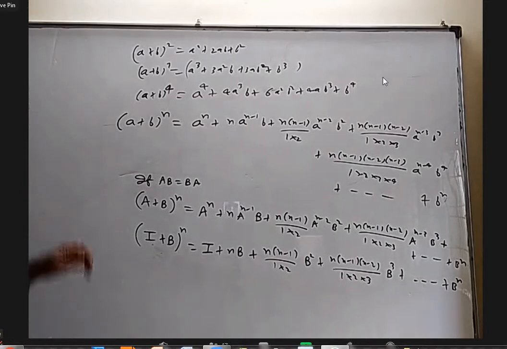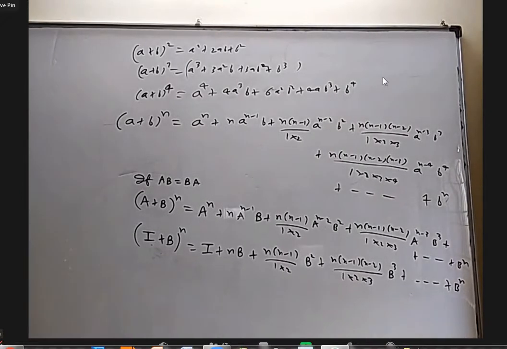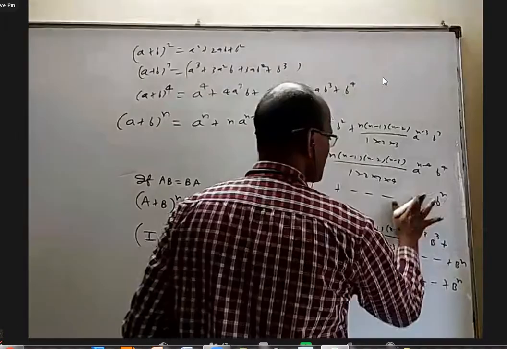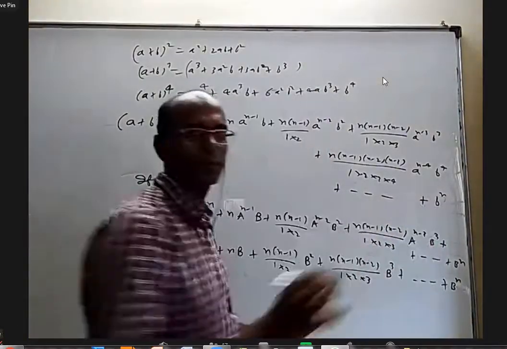So after plus dash dash dash, what is that, 7b, b to the power n? It is not 7, it is just a plus. The last term I am writing is plus B power n. Okay?